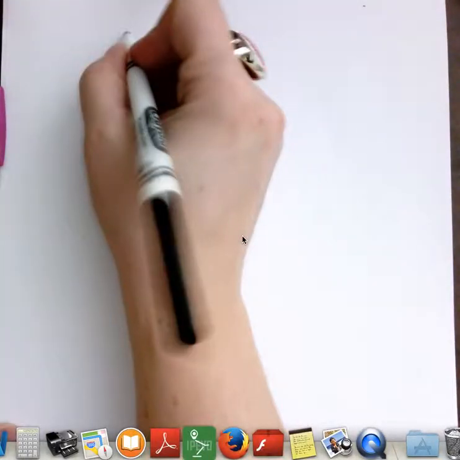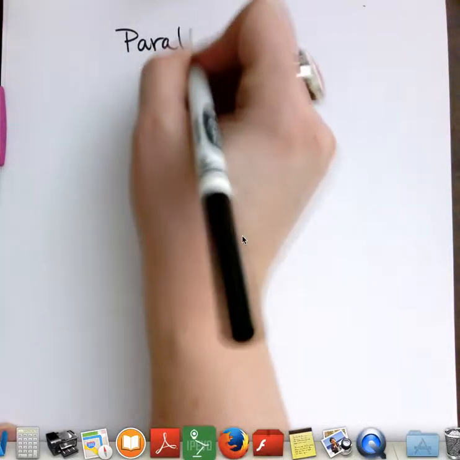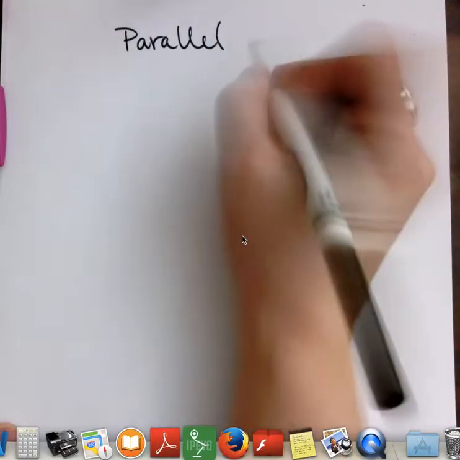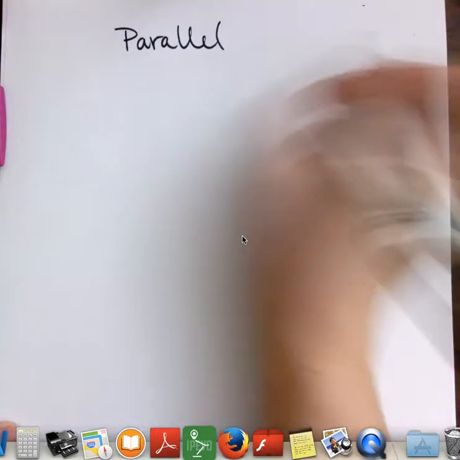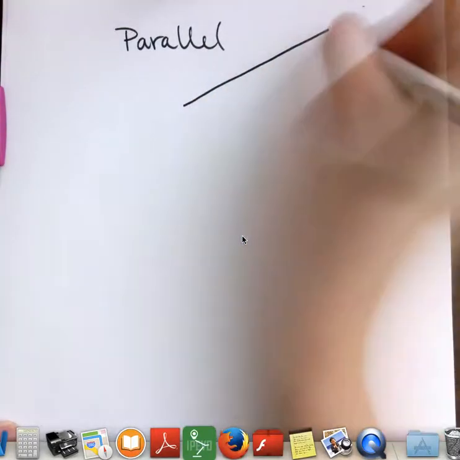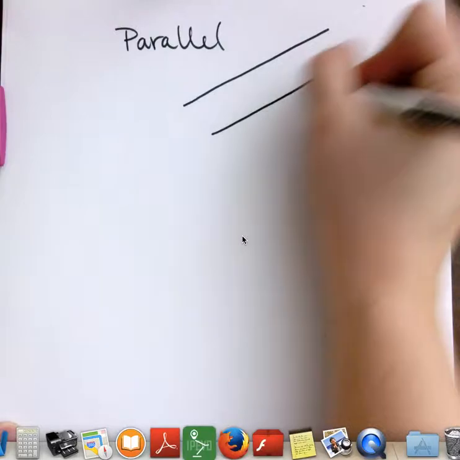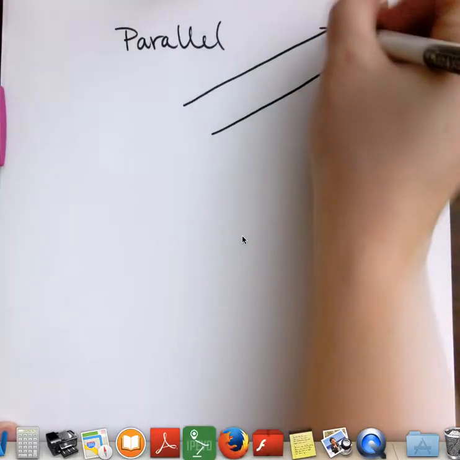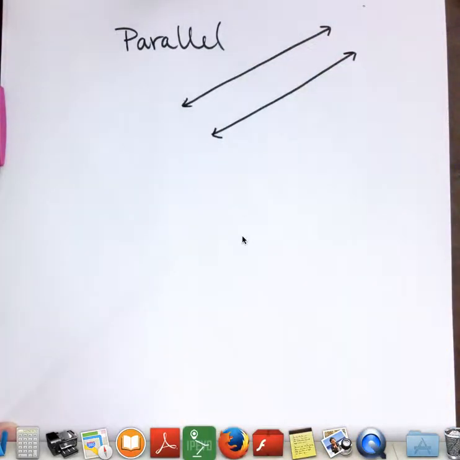All right, now we're going to do some parallel and perpendicular lines. So if you remember back in middle school and elementary school, parallel lines are like railroad tracks. They never cross, right? They continue the same distance away and they go on forever and ever and never cross. All right?